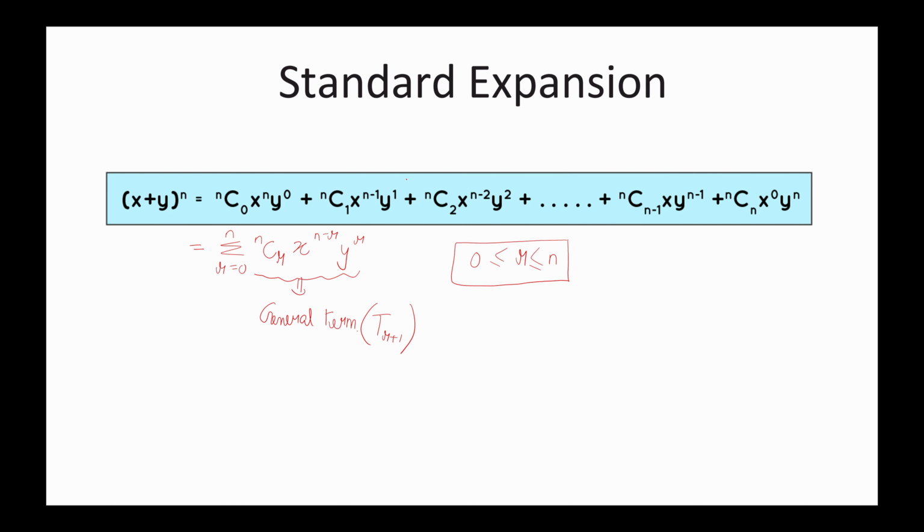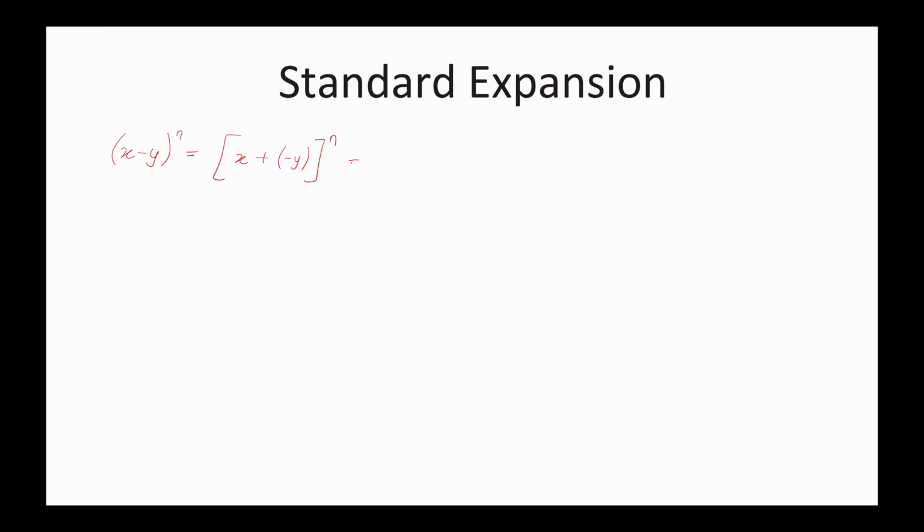So now this was the expansion of (x + y)^n. Now let us talk about what if I have (x - y)^n. If I have (x - y)^n, I can write this down as (x + (-y)) whole to the power n. And I can simply expand this in the way like I did this expansion. So how can I write this down?